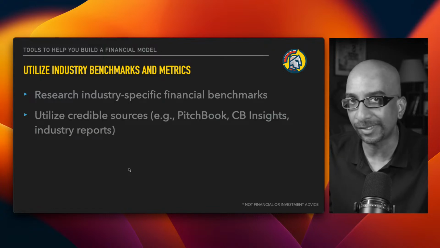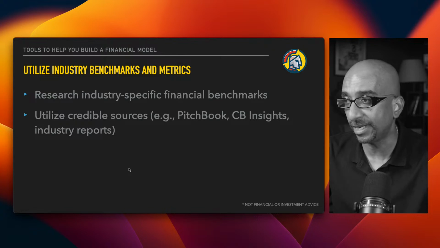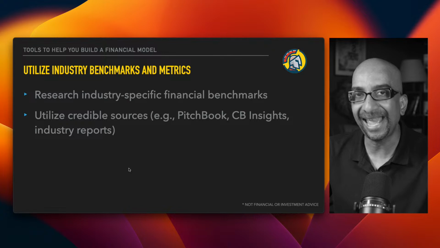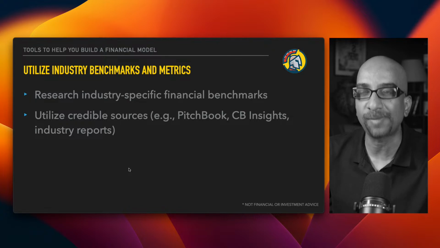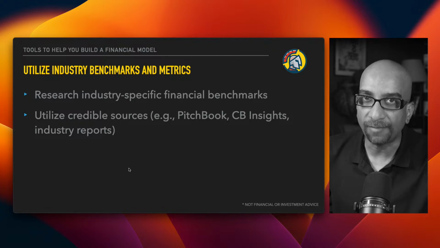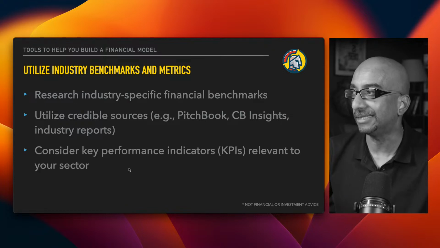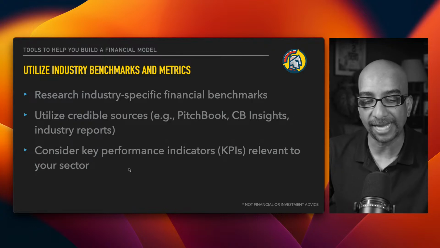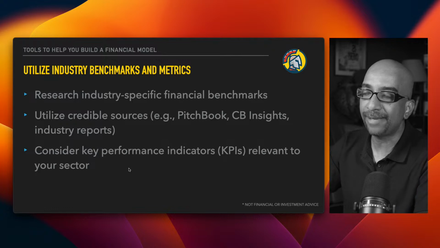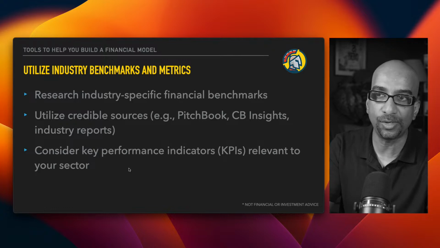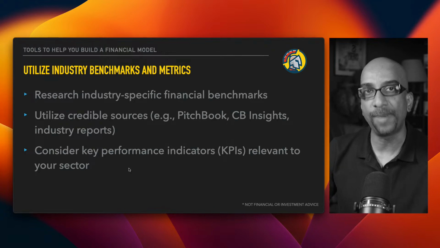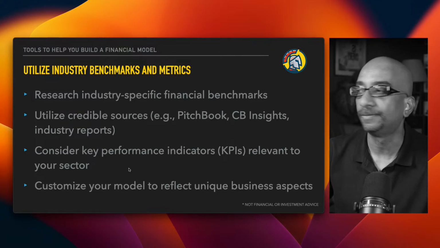Utilize credible sources. For example, PitchBook is pretty good. CB Insights, other industry reports. But industry reports tend to be very expensive. So be careful. If you're going to buy them, make sure you have a valid reason. Consider key performance indicators relevant to your sector. We had a look at them in yesterday's episode and in the previous one too. KPIs are very important, but relevant to your sector too.